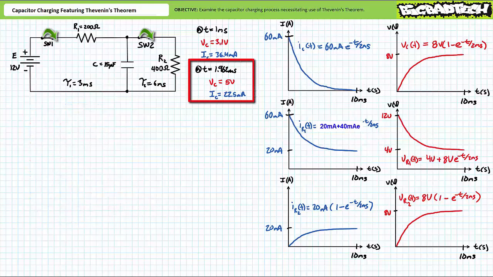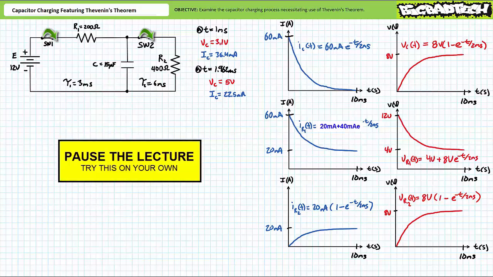As a challenge to the viewer, I invite you to solve for the electrical properties of the remaining elements in this series parallel circuit, notably voltage across R1, current through R1, voltage across R2, and current through R2 at t equals 1.962 milliseconds, an occasion in which we know the instantaneous voltage across the capacitor to be 5 volts and instantaneous current through the capacitor to be roughly 22.5 milliamperes. By all means, pause the lecture and try this on your own.